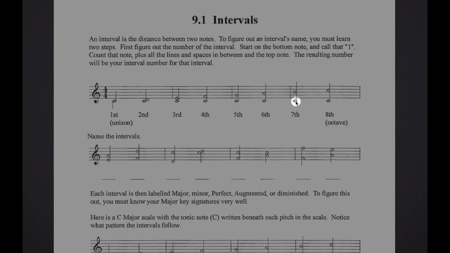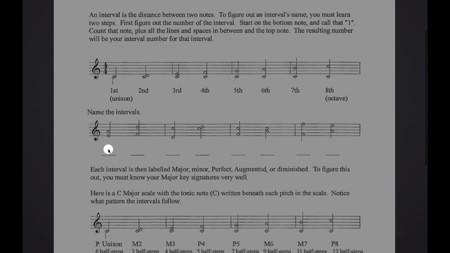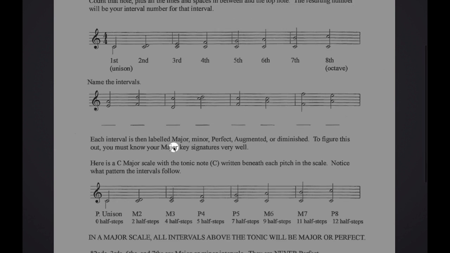We start on C, so that's 1, 2, 3, 4, 5, 6, and you count the last line or space that the top note is on, so 7, and that's a seventh. Now please name these intervals. This is a fourth, sixth, seventh, second, fifth, third, octave, or eighth, and fifth.